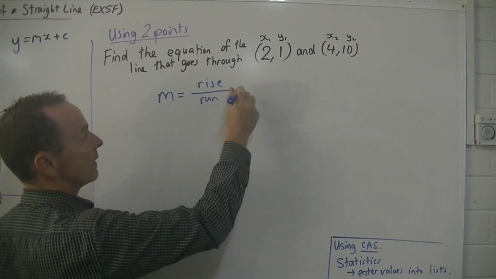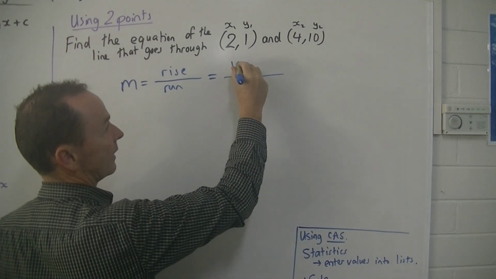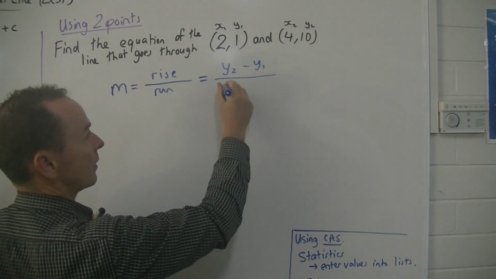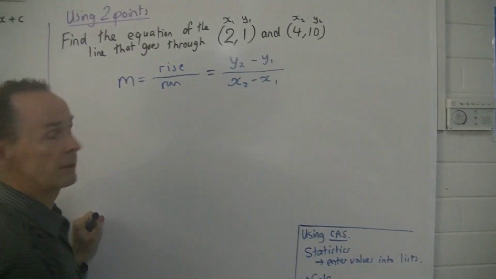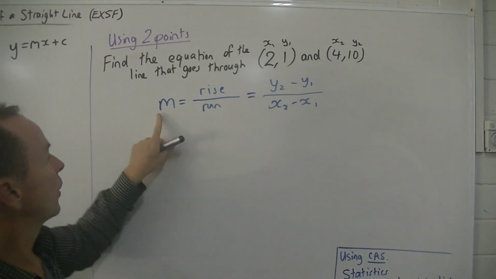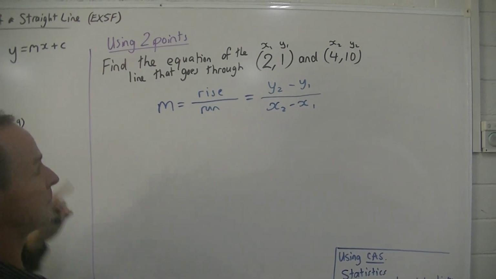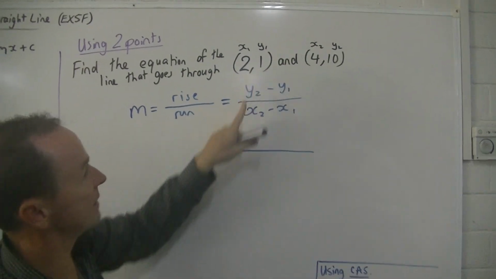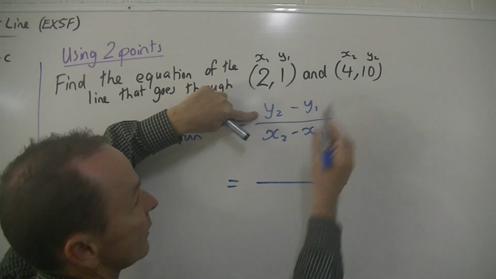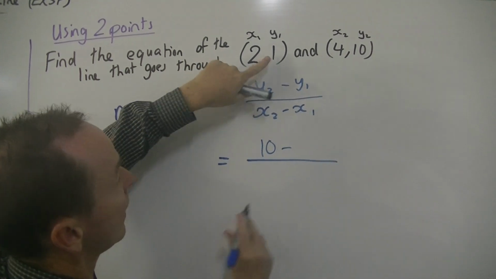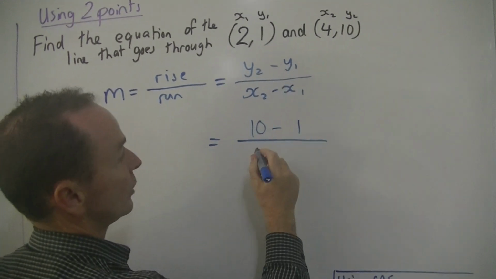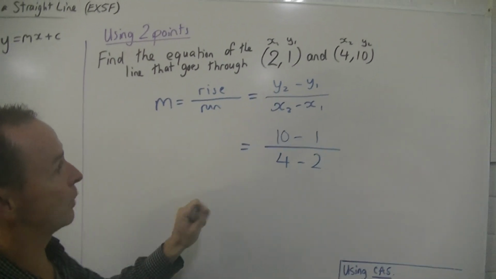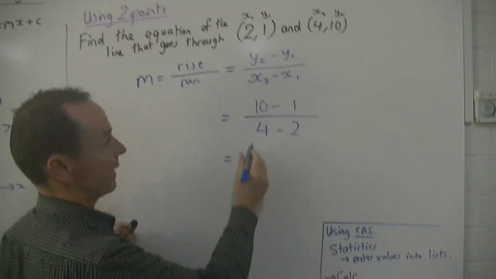We've done that before. There's also a formula to be able to work this out, and it's y2 minus y1, because that's the difference in the y values, the rise, over x2 minus x1. So we can use this formula, although I've written m here, but the gradient's really b. But we'll use m for now, that's okay. So now we look at these points and we substitute them into this formula. So y2 is 10 minus y1 is 1 over x2, which is 4, minus x1, which is 2. So all we've done is substitute those points into this formula here, and then we solve it.